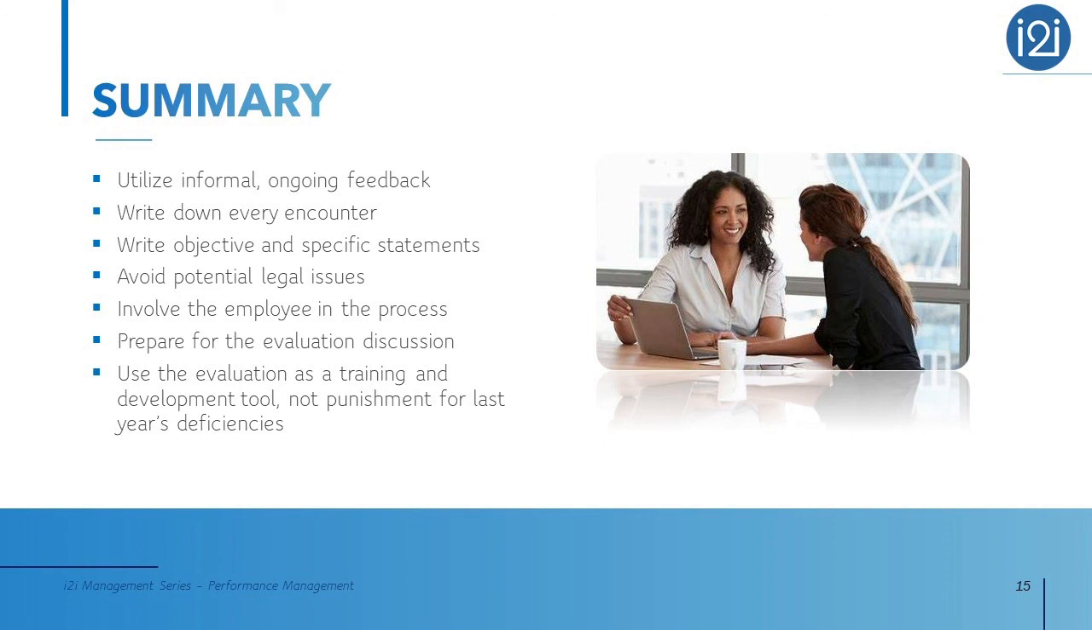In summary, utilize informal ongoing feedback. This is a great way for you to develop rapport with your employees and provide them with insights on their performance. But also write down every encounter that you have with your one-on-one meetings or any team progress meetings you might have. Remember to keep your statements about their performance objective and specific. And remember what we talked about in terms of avoiding potential legal issues, keeping any commentary off the evaluation regarding any protected information such as race, sex, color, religion, national origin, ethnicity, age, and so forth, but also regarding any leaves of absence to which they are entitled.